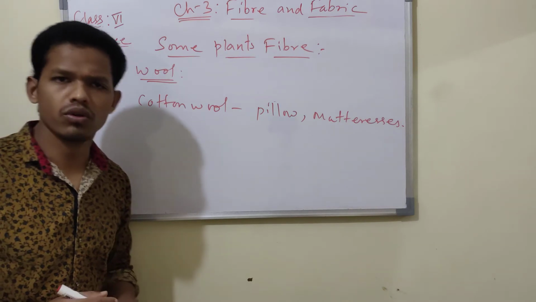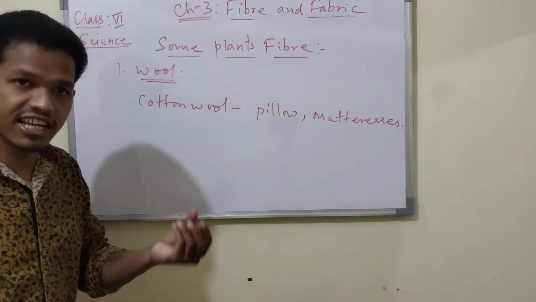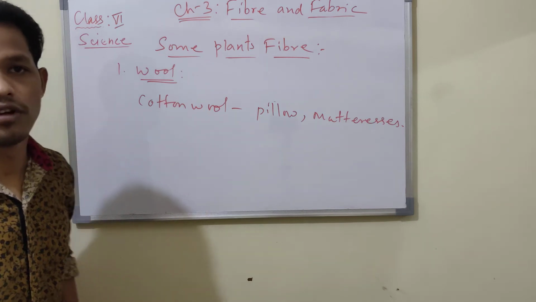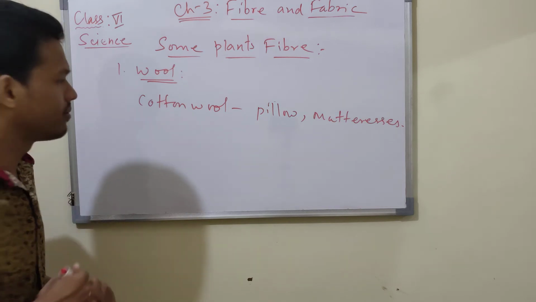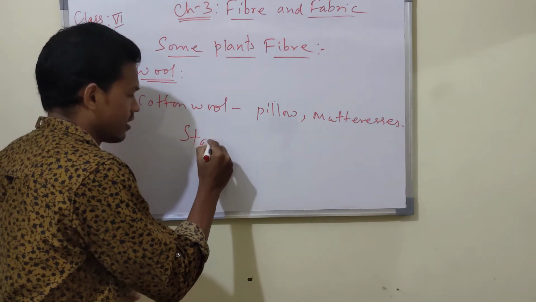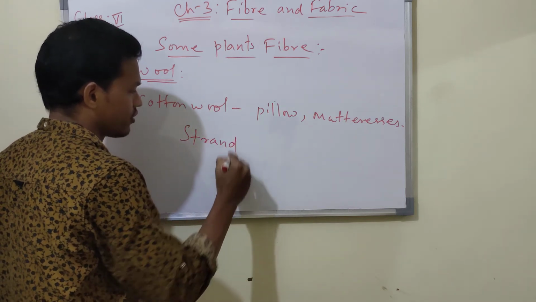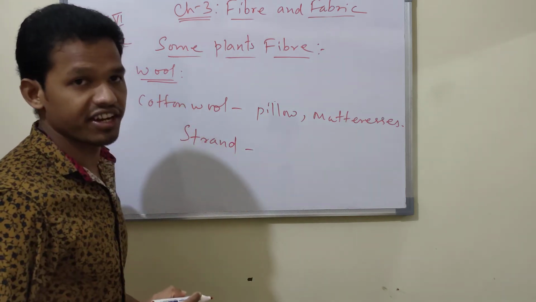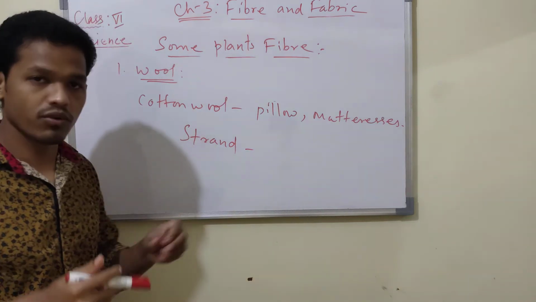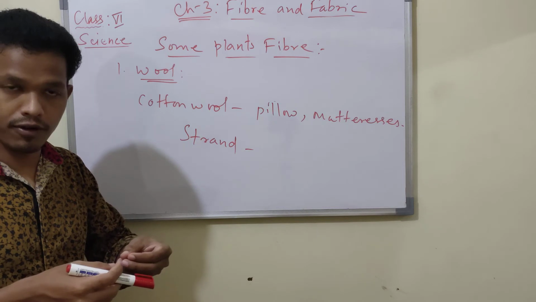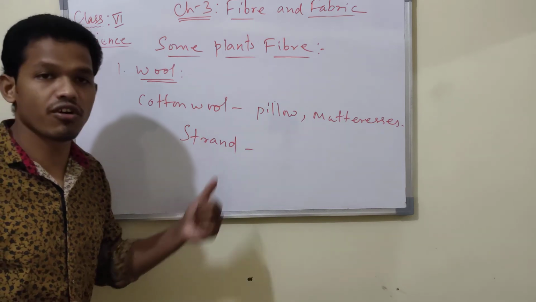Take some of the cotton wool and pull it apart. You will find at the end of the edges a thin strand of fiber. Already I have discussed strand. You will find a thin strand when you pull apart this cotton wool.